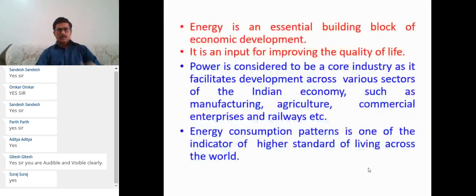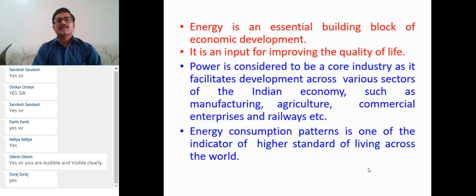Now, starting with the topic at a very tentative, very general, very broad level. Energy is the essential building block of economic development. Even though we say that food, clothes, and shelter are the three fundamental or basic needs of a human being, even these three fundamental needs can't be satisfied without the availability of energy. So energy forms the backbone to satisfy our basic needs, our fundamental needs, in modern times.